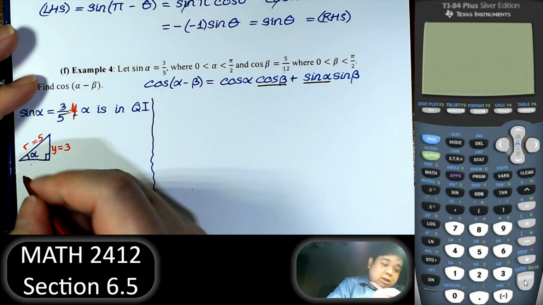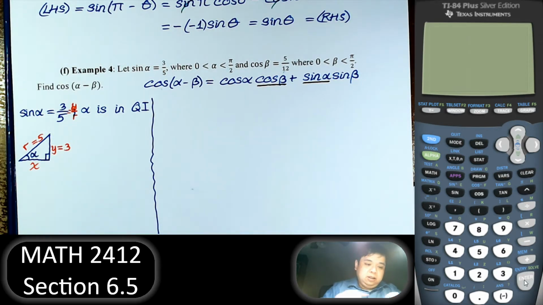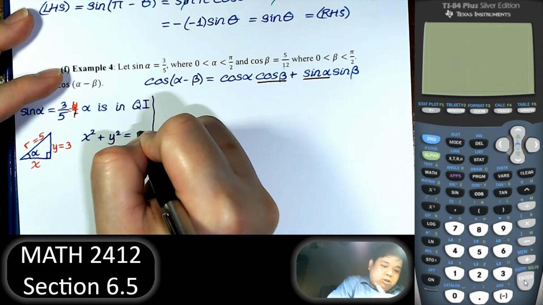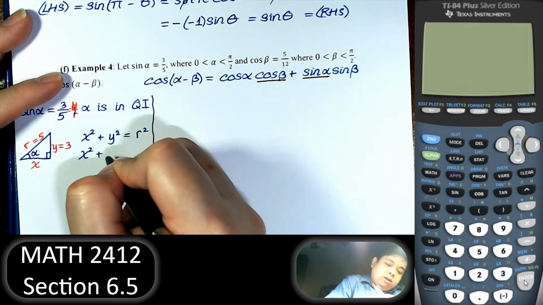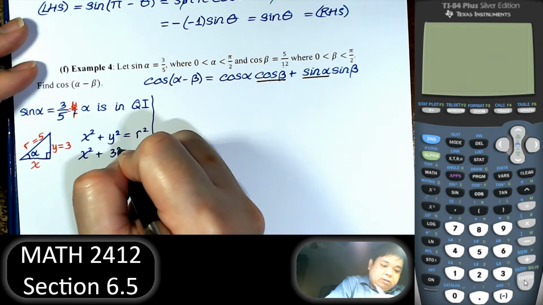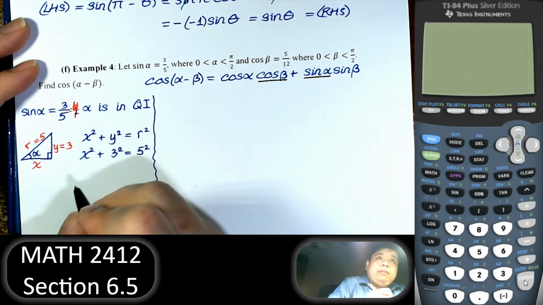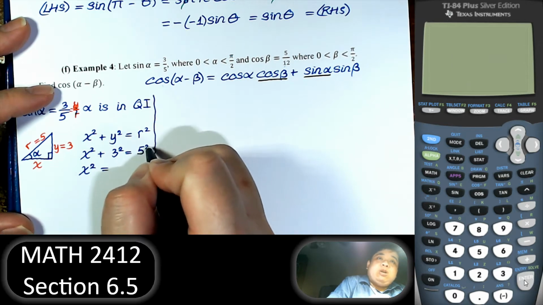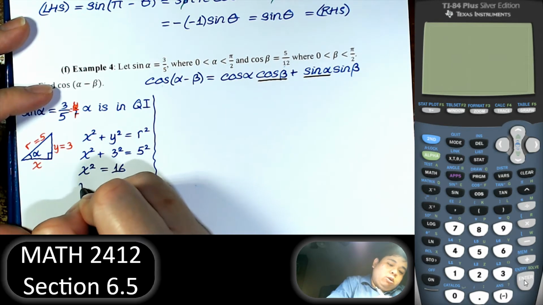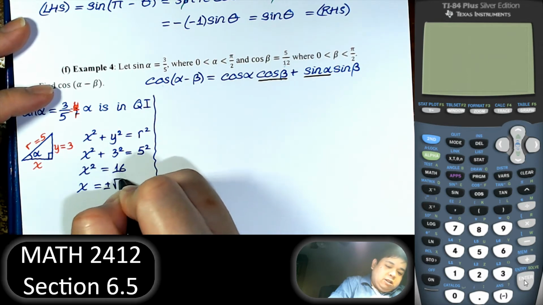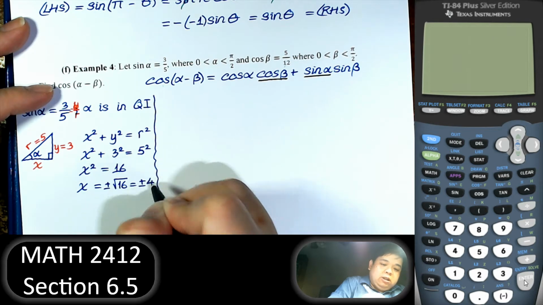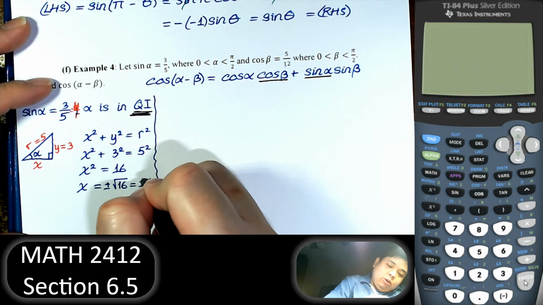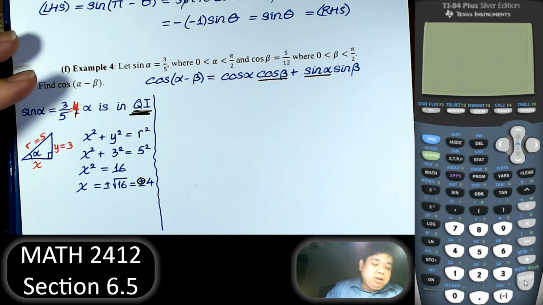In this case, of course, we can solve for x easily. x squared plus y squared equals r squared. So we have x squared plus 3 squared equals 5 squared, and then subtract 3 squared. So x squared is 25 minus 9, which is 16. Taking the square root on both sides, there's a plus or minus. We have plus or minus 4. But since this is in quadrant 1, we only choose the positive x value. So x is 4.